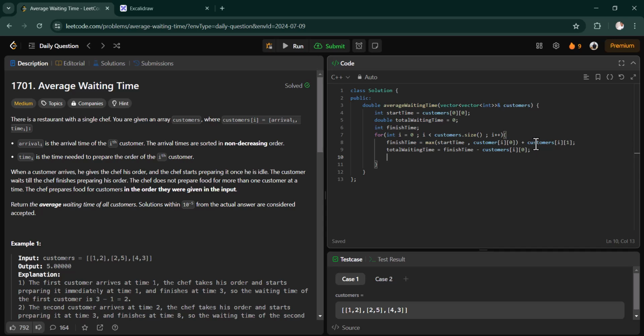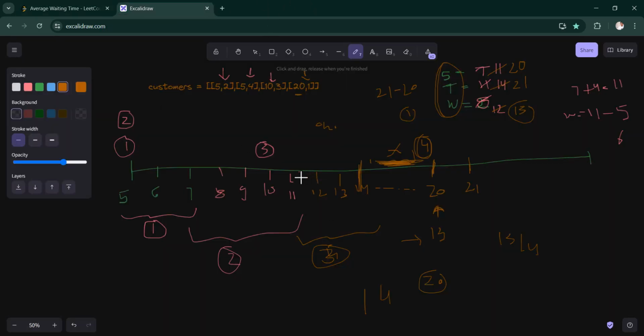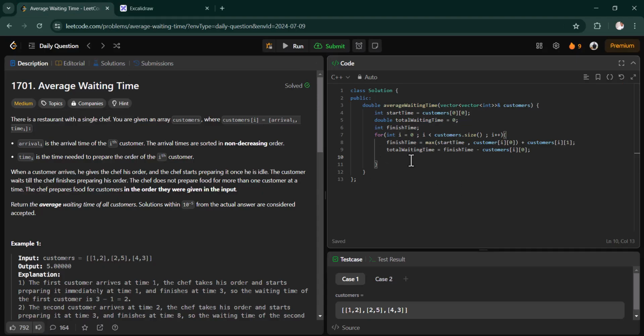Now what will be the new start time for the next customer? The start point for the second customer is when the previous order was finished. So finish time is the start time for the new order, and that we will update. Start time is equal to finish time.